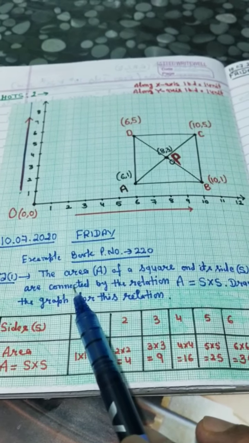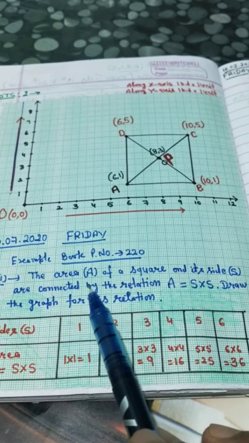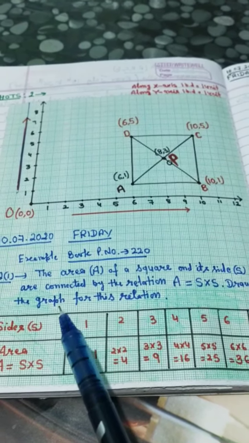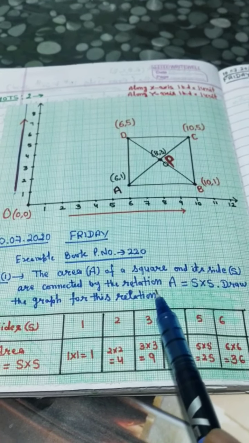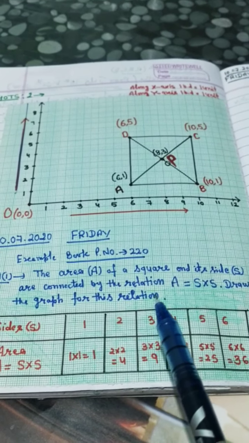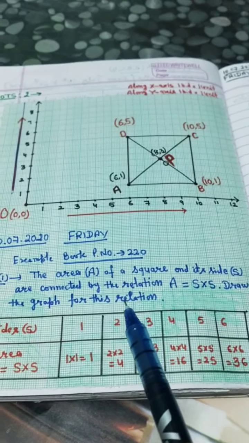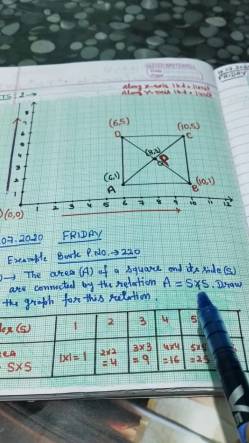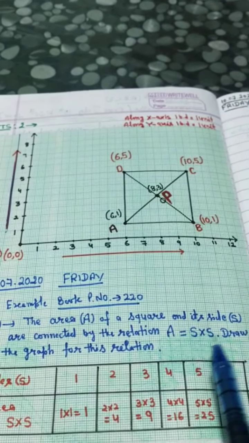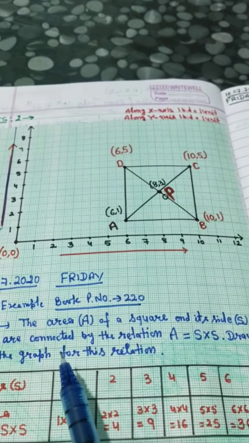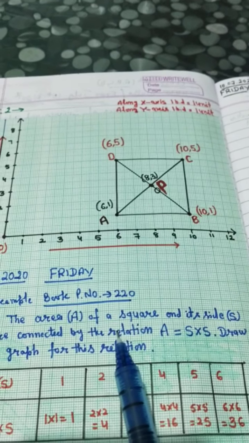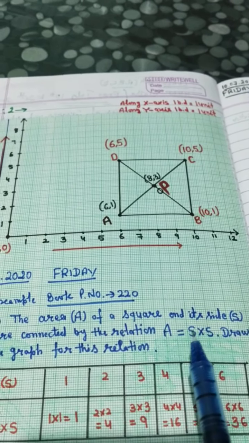Question: the area, denoted by A, of a square and its side S are connected by the relation A is equal to S into S. Draw the graph for the relation. So you have to draw the graph for this relation. Area is equal to S into S. Only this statement is given and you can plot points on graph paper. The relation is area equals side into side.